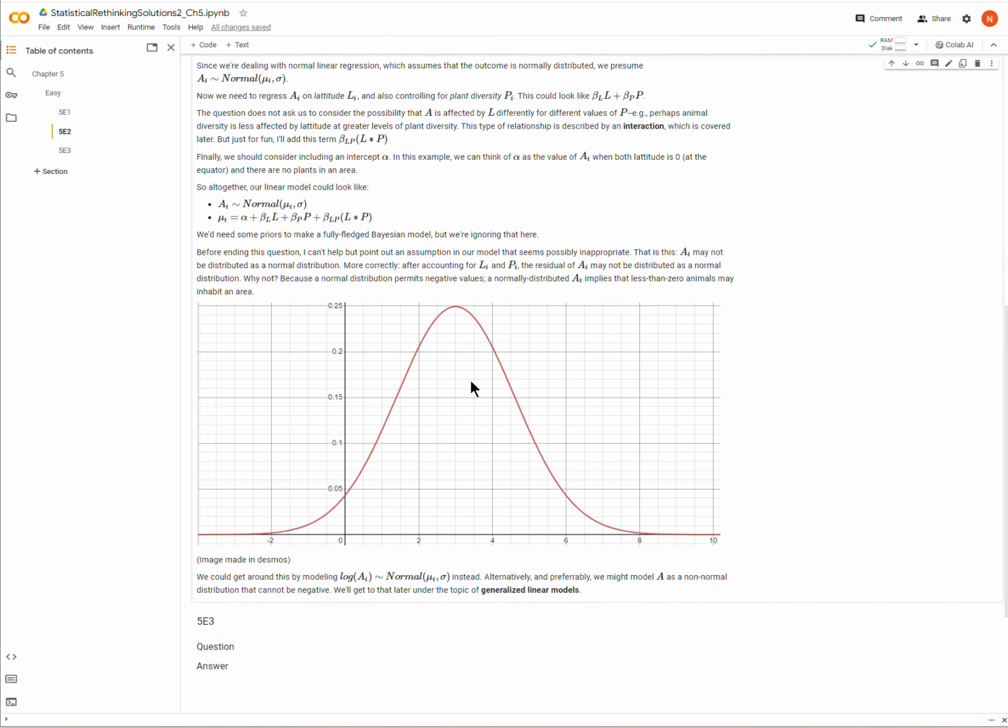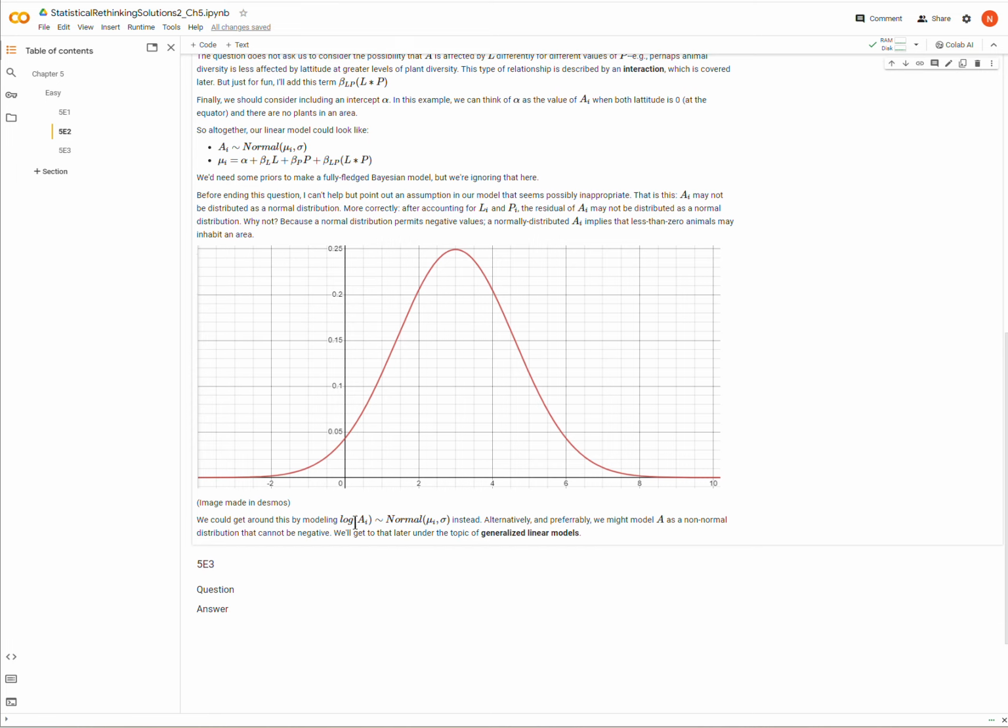And so we could correct that, possibly by regressing the log of animal diversity, but there's a preferable technique where we don't assume a normal distribution for A in this case. We assume some non-normal distribution that just does not allow negative values. But that is a topic for later chapters, it's a topic of generalized linear models, and so that will be coming up later on in the book. Okay, thanks.